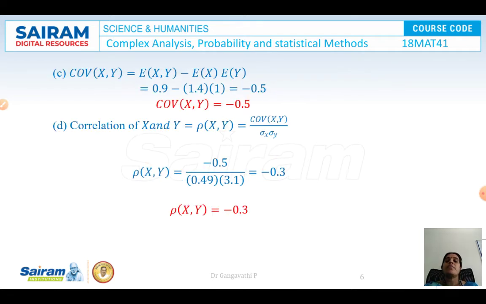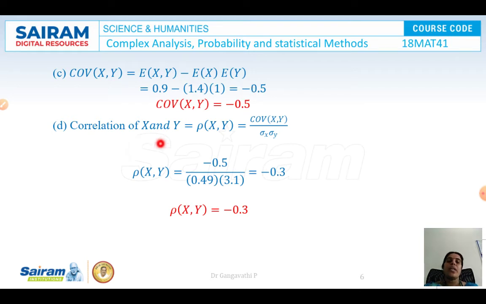The third sub question asks us to find the covariance. Covariance of x and y is E of xy minus E of x into E of y. So the expectation of xy we have evaluated and it is 0.9. E of x is nothing but mu x, which is 1.4, and E of y is mu y, which is 1. And on simplifying, we get minus 0.5.